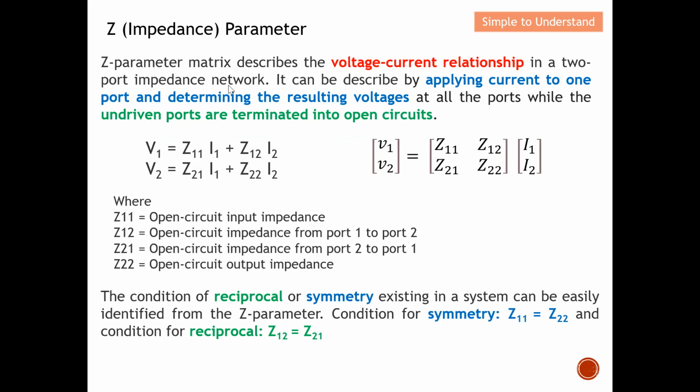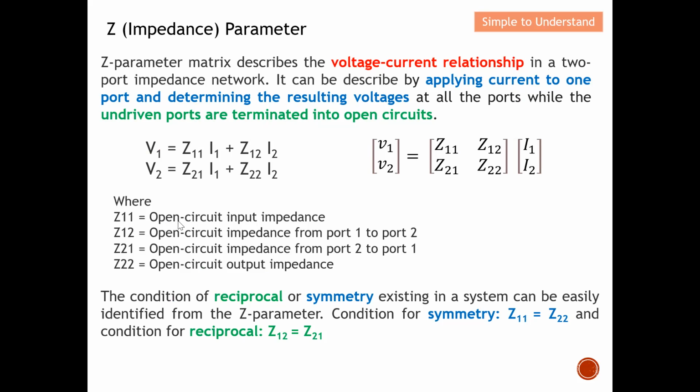In a two-port impedance network, it can be described by applying current to one port and determining the resulting voltage at all the ports, while the undriven ports are terminated in an open circuit. So this is what it means here. For example, we can determine these Z parameters by applying current to I1, and the rest of the ports I will terminate as an open circuit. Later on, we will take a closer look at this definition. I think that will be much easier to understand.